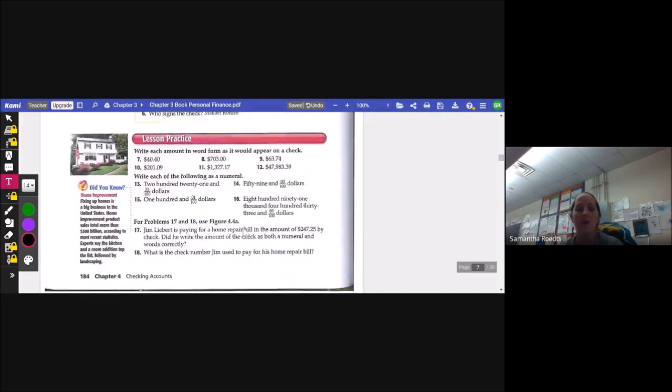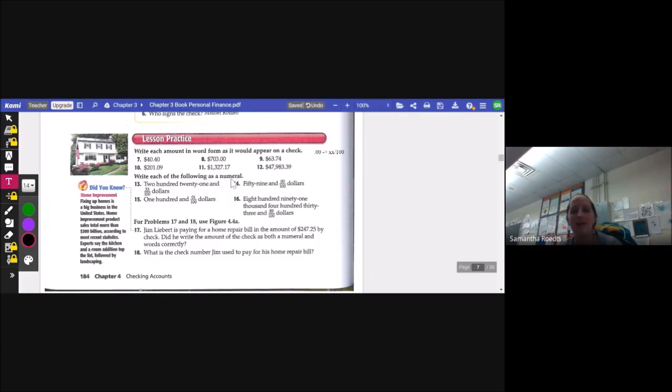All right, and then for your homework, the first questions here are writing each amount in word form as it would appear on the check. Remember, put your cents as fractions over 100. A lot of times, if you have 0, 0, sometimes it's written as XX over 100, or 0 over 100. Either one would work, just so you know.